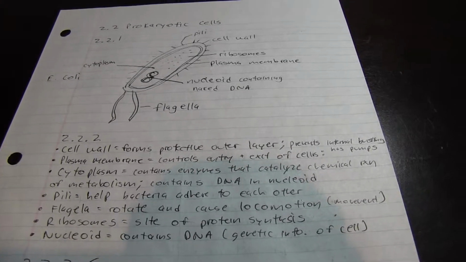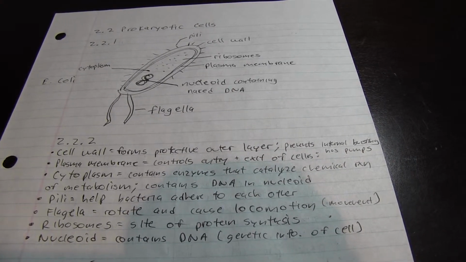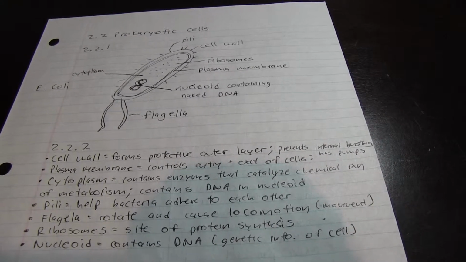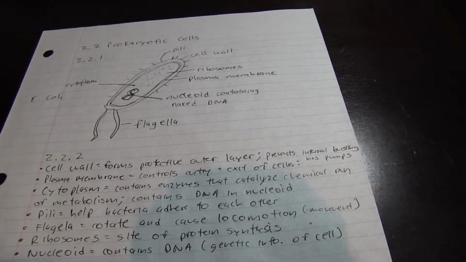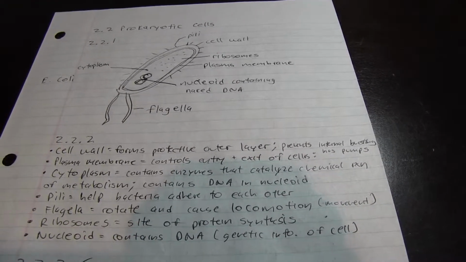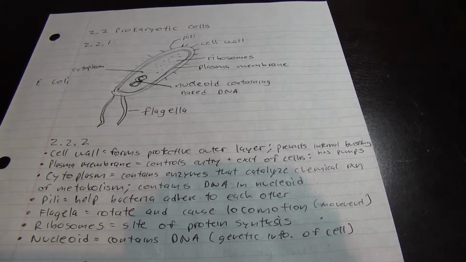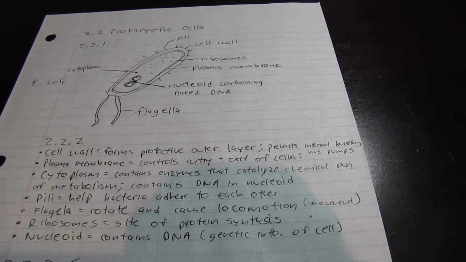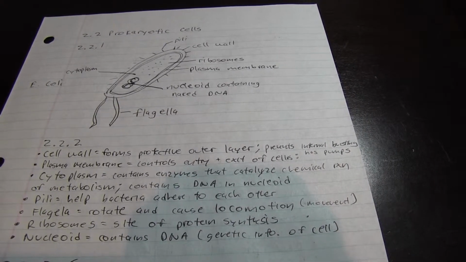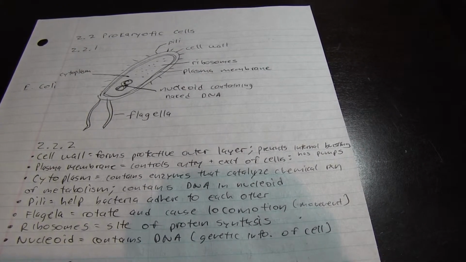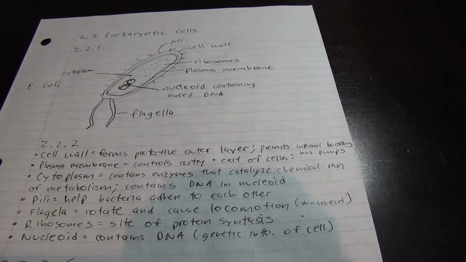In terms of functions, the cell wall forms a protective outer layer and it prevents internal bursting. If the pressure is too high inside, it will prevent the cell from bursting. The plasma membrane controls the entry and exit of substances. It also has pumps, which allow for active transport. Cytoplasm contains the enzymes that catalyze the chemical reactions of metabolism, and it also contains DNA in the nucleoid.